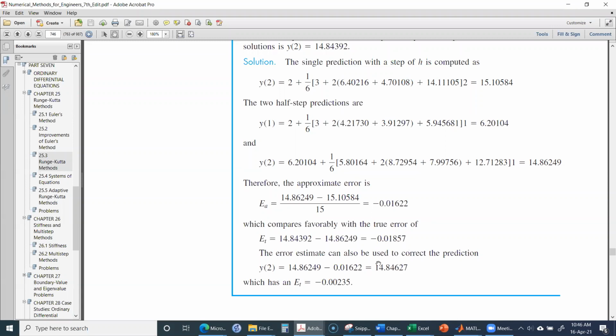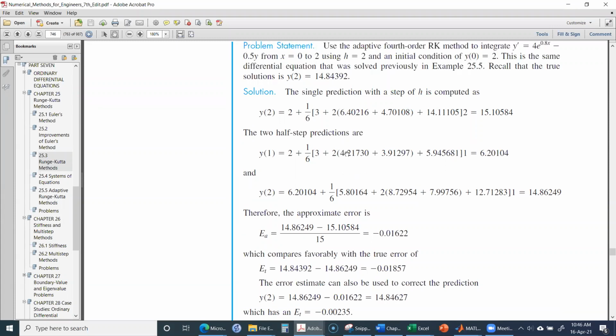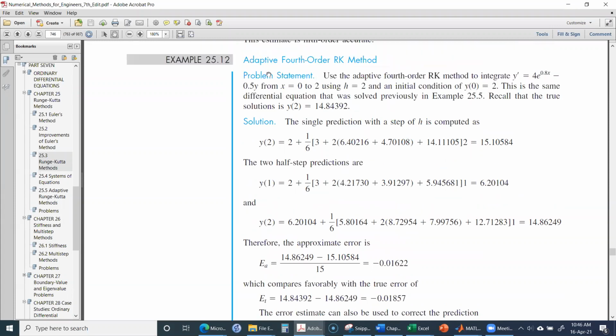14.84627. So this will be the better approximation for this y2 value over here. This will be the better approximation, and it is much closer to the true value, which was 14.84392. So in this way, this adaptive fourth order Runge-Kutta method works.